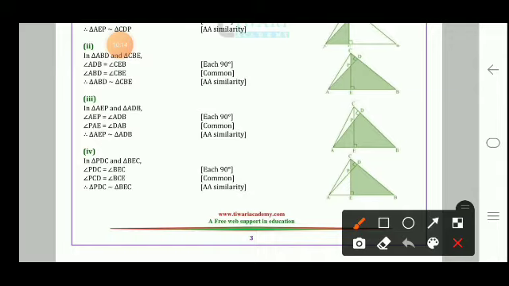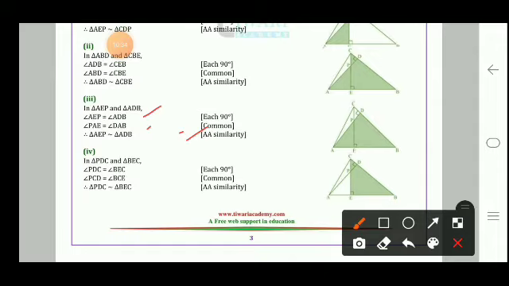As you can see here, in triangle AEP and triangle ADB, angle AEP is equal to angle ADB, and angle PAE is equal to angle DAB, that is common, and this is 90. So again, by angle similarity, both the triangles are similar. Then the fourth part, PDC, we have to take triangle PDC and triangle BEC.